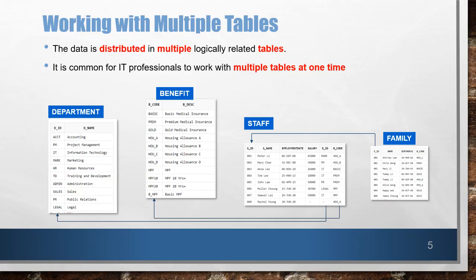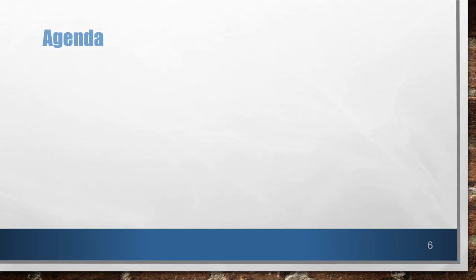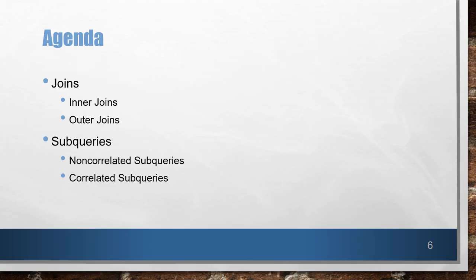For example, we may need to retrieve the data from multiple tables with a single select statement. To work with multiple tables at one time, we use joins and subqueries. In this week, we will discuss 2 types of joins and 2 types of subqueries. They are inner joins, outer joins, non-correlated subqueries, and correlated subqueries.